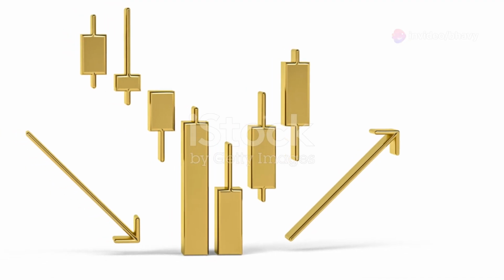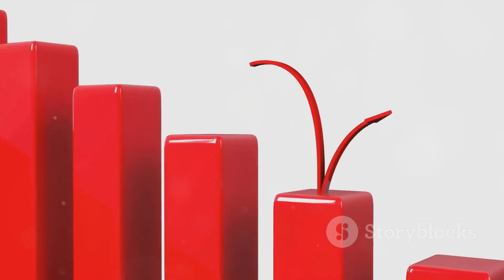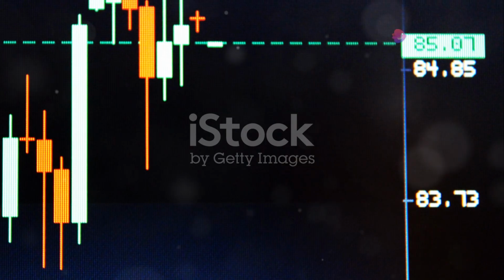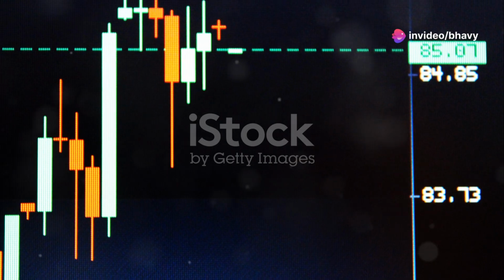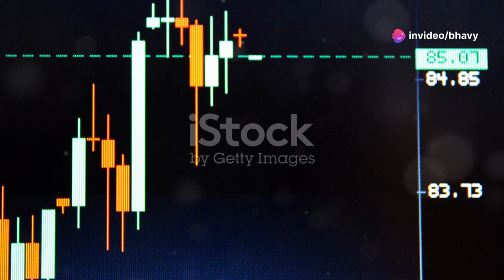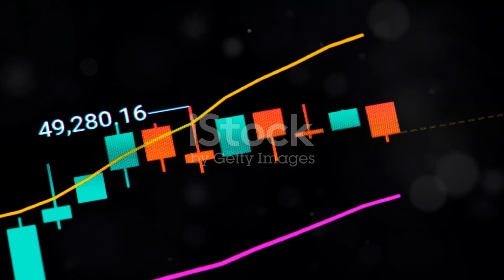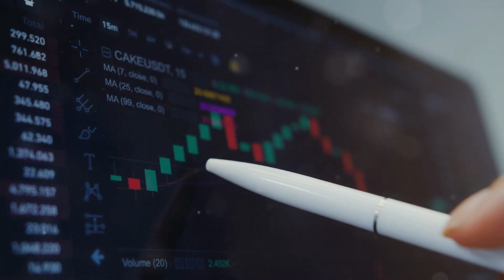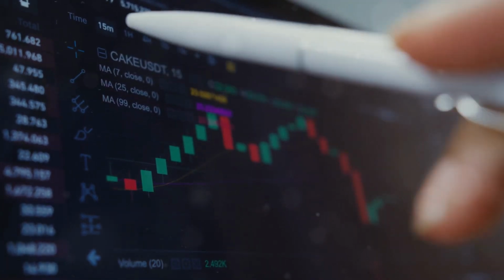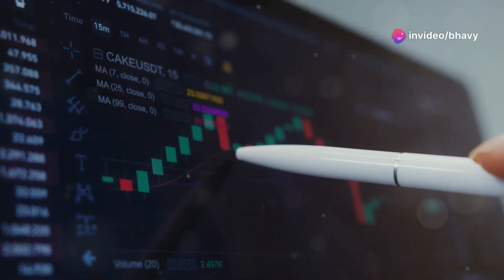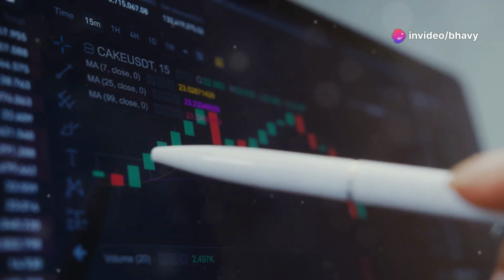The high price is marked by the top of the upper shadow or wick. The low price is marked by the bottom of the lower shadow or wick. The close price is represented by the top of the candlestick's body if the price went down during the time period, and the bottom of the candlestick body if the price went up. The relationship between these four elements determines the shape and color of the candlestick, which in turn provides clues about the balance between buying and selling pressure.